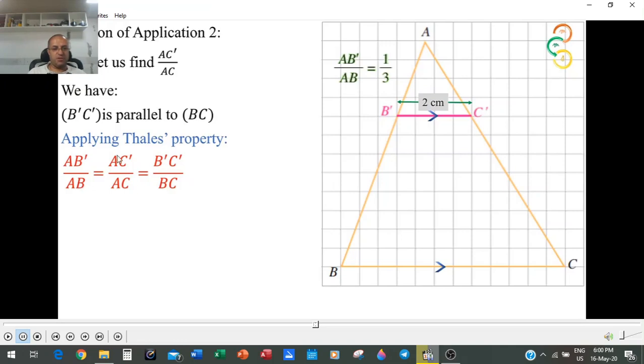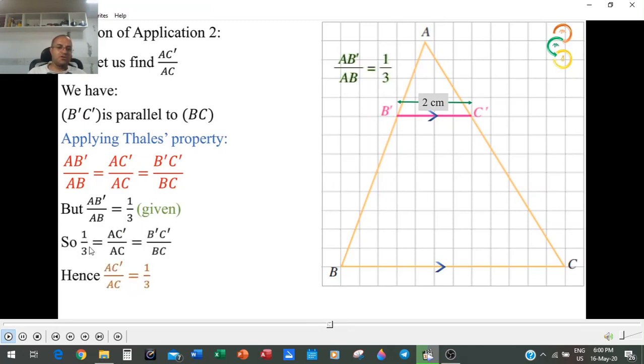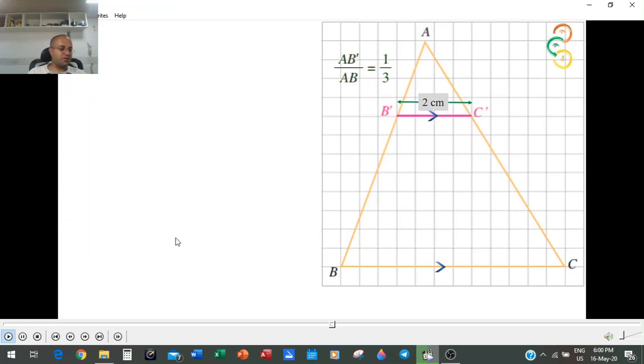AB prime over AB equals AC prime over AC. These start with the same point A. We can continue to say the ratios are also equal to B prime C prime over BC. And we have the ratio AC prime over AC equal to 1 over 3. So AB prime over AB equals 1 over 3, and also 1 over 3 equals AC prime over AC equals B prime C prime over BC. So we calculated AC prime over AC, which is equal to AB prime over AB equal to 1 over 3 by Thales theorem.